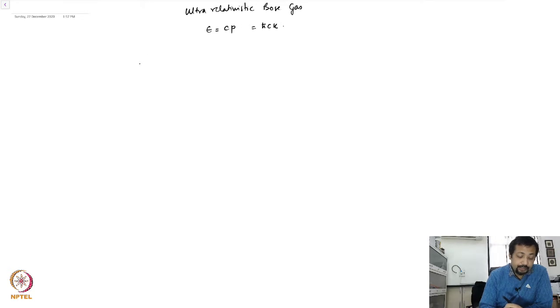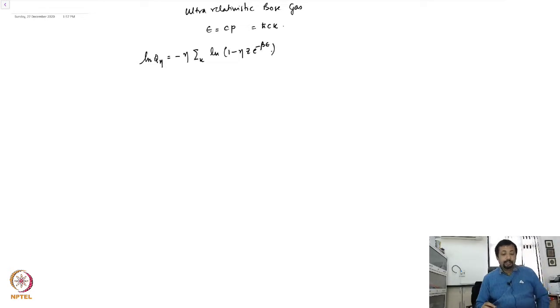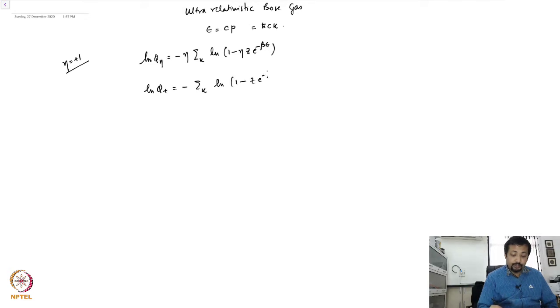And I start with the partition function ln Q eta. The general expression was minus eta sum over k ln 1 minus eta z e to the power minus beta epsilon. Now here eta is equal to plus 1 for bosons. So I have ln Q plus is going to be minus sum over k ln 1 minus z e to the power minus beta epsilon. The sum over k as usual is converted using the density of states as V over 2 pi whole cube integral k square dk in 3 dimensions.